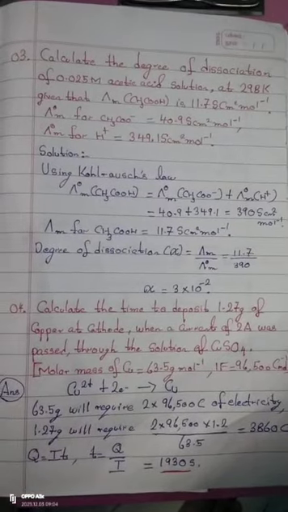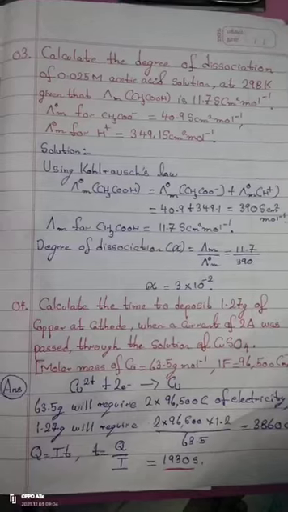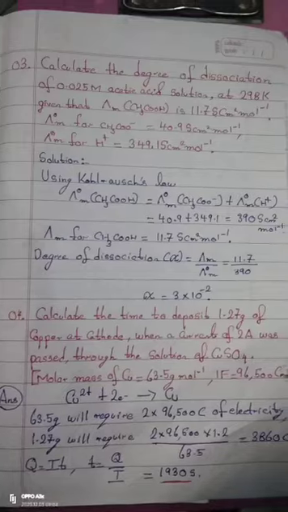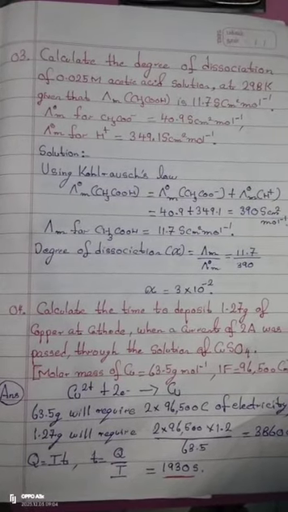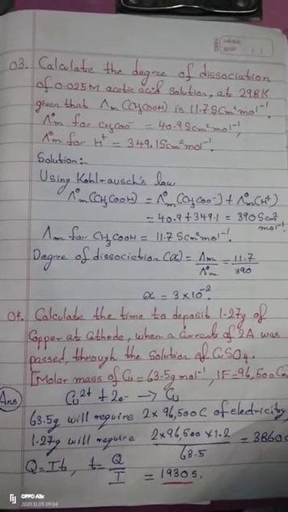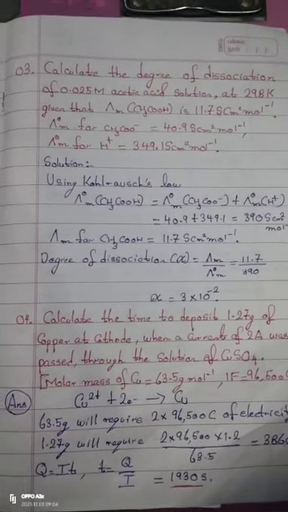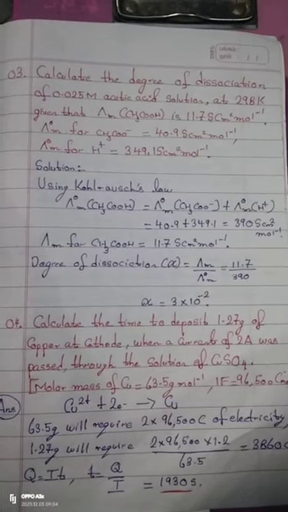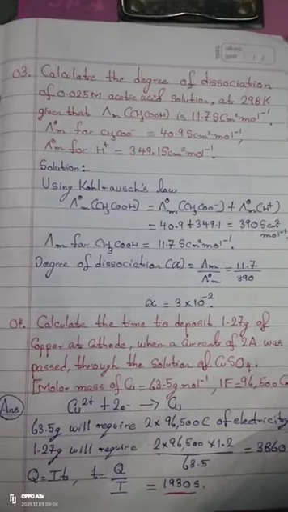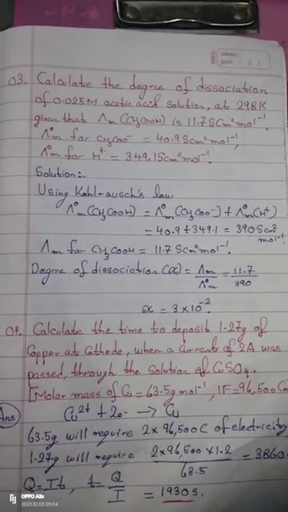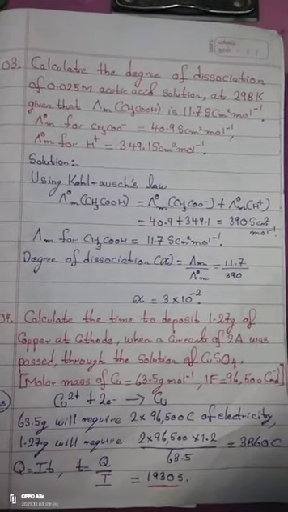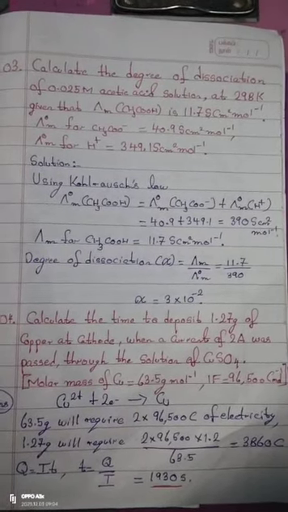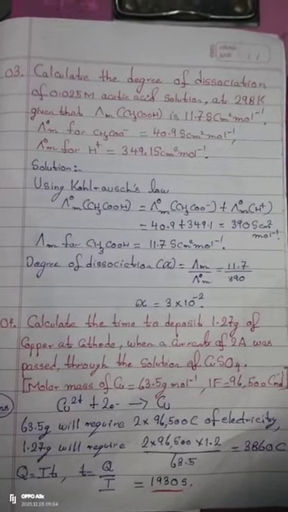Question number 3. Calculate the degree of dissociation alpha of 0.05 molar acetic acid solution at 298 Kelvin. Given that Λm for acetic acid is 11.7 S cm² mol⁻¹. Λ°m for acetate ion is 40.9 S cm² mol⁻¹. Λ°m for H+ is 349.1 S cm² mol⁻¹. By using Kohlrausch law, Λ°m, that is molar conductivity at infinite dilution, is the sum of the contribution of the cation and the anion.